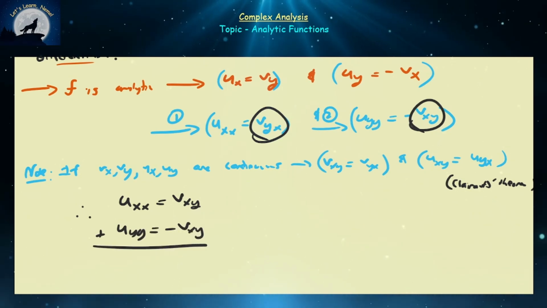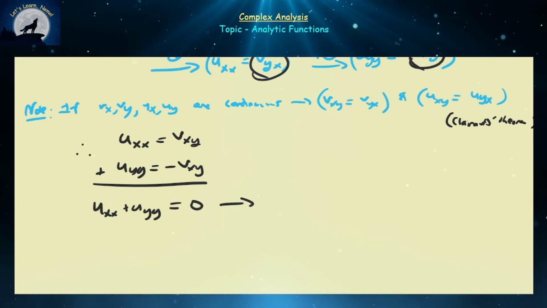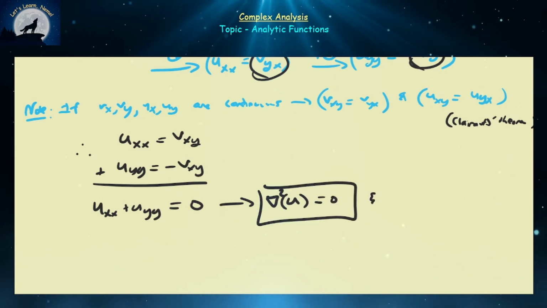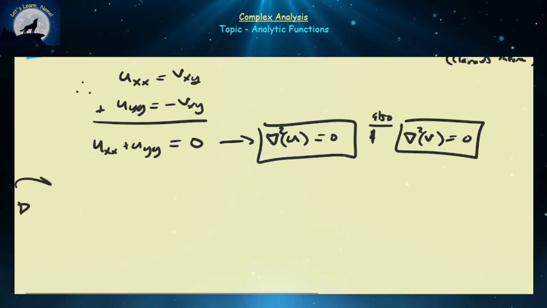And then I can take these two things together and add them, and then I'm going to have that u_xx plus u_yy will be equal to 0. You might remember this from the multivariable calculus realm as just the Laplacian of u being equal to 0. And you should be able to prove using a similar strategy that the Laplacian of v will be equal to 0 as well.